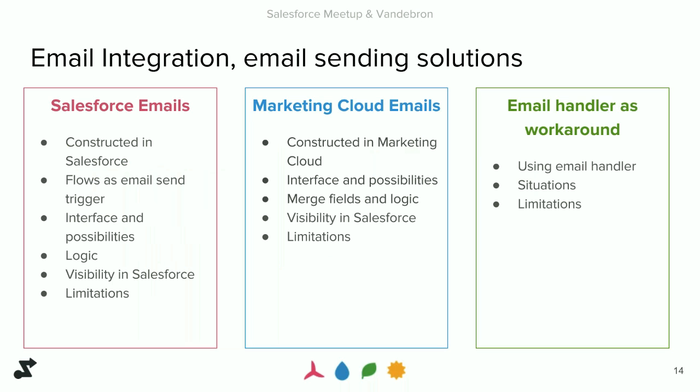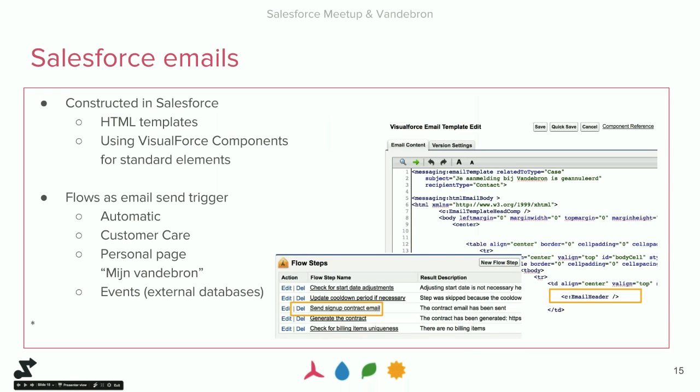I'll continue with a bit of explanation on how we are handling email within our company. We're actually sending it from different sources. So the first one is Salesforce. We're sending them directly from Salesforce. Well, there's the outline of the content. We're also using Marketing Cloud as an email distributor. And we found some limitations, and therefore we found that an email handler was a good workaround for some of the issues we faced.